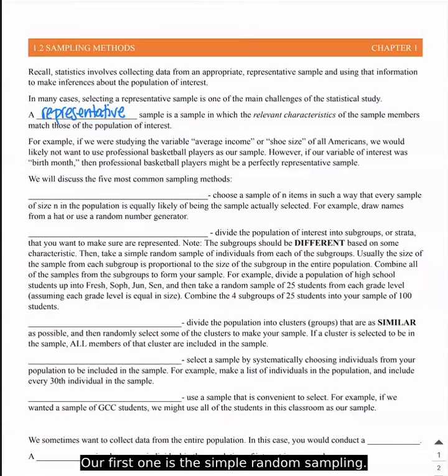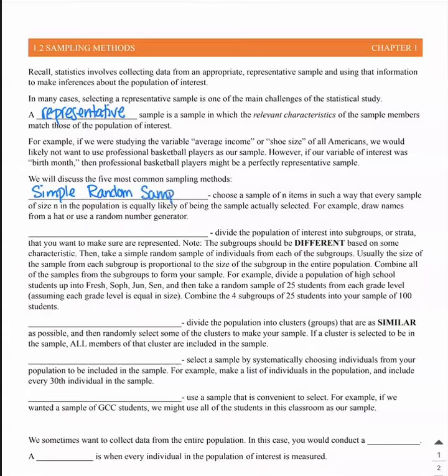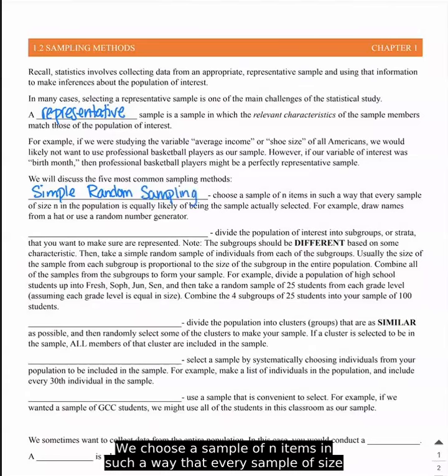So our first one is simple random sampling. In a simple random sample, we choose a sample of n items in such a way that every sample of size n in the population is equally likely of being the sample actually selected. So for example, if you draw names from a hat or use a random number generator.